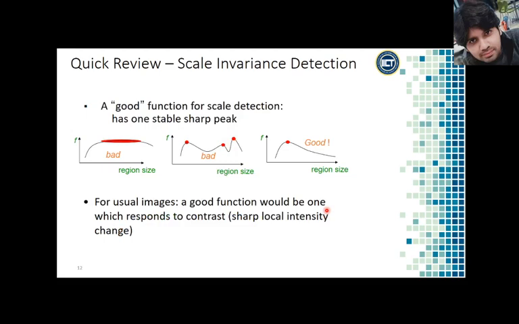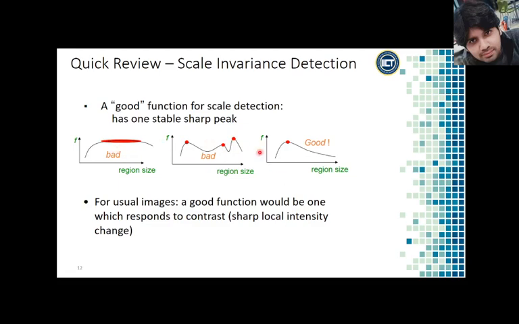So a good function for scale detection has one stable sharp peak. As we already discussed in our previous lecture on corners, we need to find distinctive patterns. And how can we do that? We have already studied this kind of pattern where we want to find a good single response. If we can find a good single response, we can easily discriminate, or easily match the patch which we want to find in another image. But if we cannot find a single response, then it will be very difficult for us to match that one.